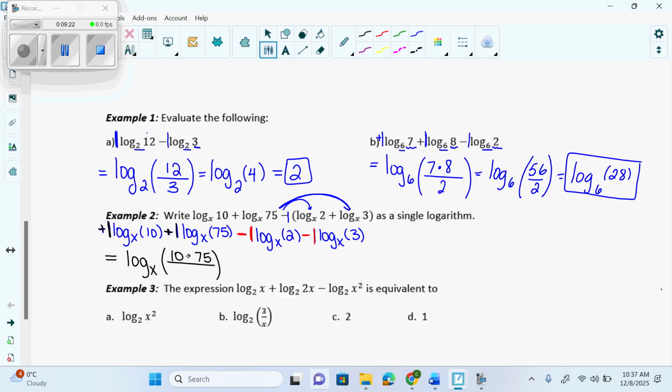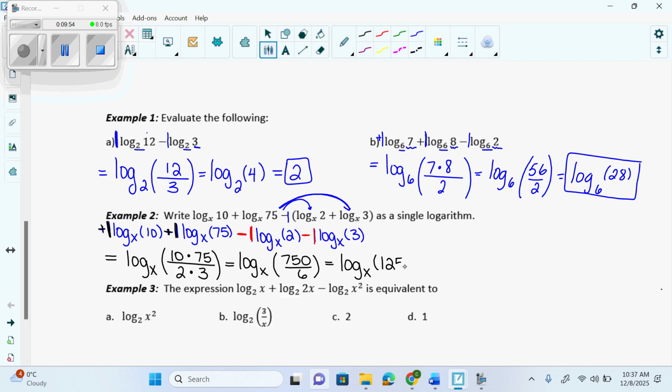So that's why these two are in the numerator, because they have plus 1's in front. Then 2 goes in the denominator because there's a minus 1 in front. And 3 goes in the denominator because there's a minus 1 in front. And whenever we have more than one number, we multiply them. So I'm going to get log base x of 750 over 6. What can that reduce to? 125? So I get log base x of 125.